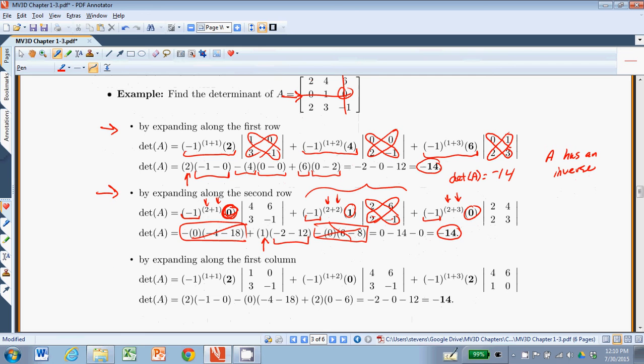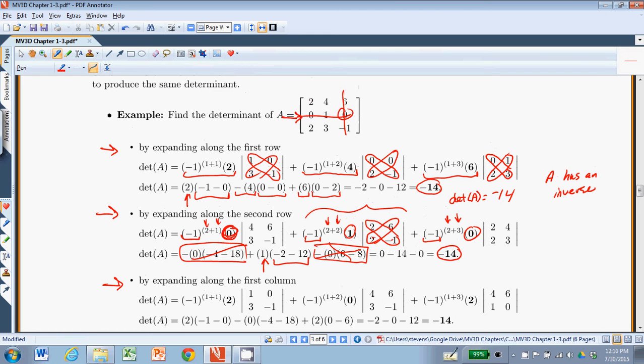And finally, you can expand across any column. We'll expand across the first column. So I'm going to be working down. So I have 2 times the determinant of this matrix times negative 1 to the 1 plus 1. That's the first row, first column.